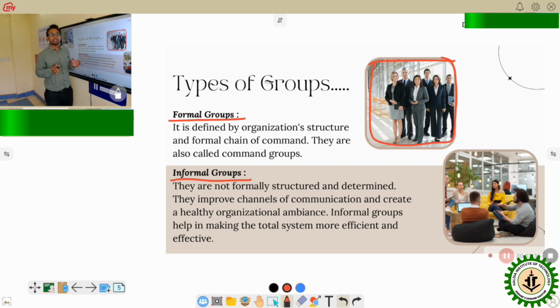In an organization, suppose some people are working on some project. That is a group and that is a formal group. But what is an informal group? They are not formally structured. As you can see in this picture, they are sitting and having some chit chat with each other. So that is an informal group. They improve channels of communication and create a healthy organizational ambience. Informal groups help in making the total system more efficient and effective. It will reduce the toxicity of your brain.